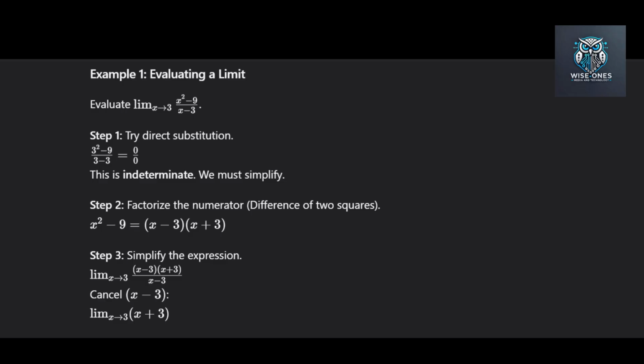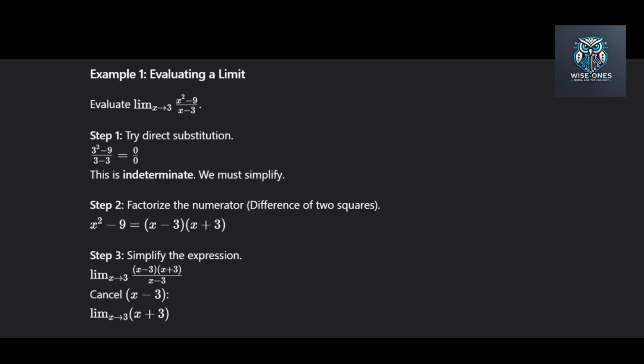We cannot stop here. Step 2. Factorize the numerator. The numerator is x squared minus 9. This is a difference of two squares. It factorizes into open bracket x minus 3 close bracket times open bracket x plus 3 close bracket. Step 3. Simplify the expression.